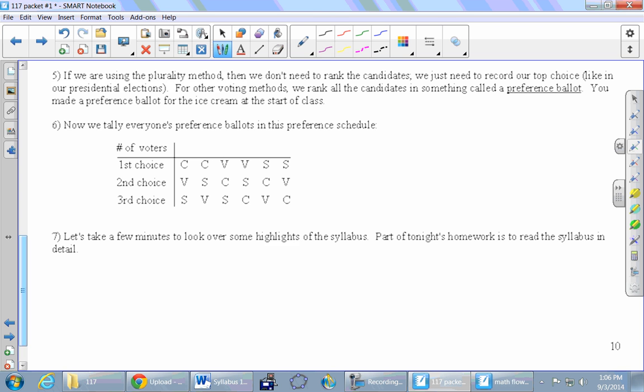So can you circle one of these columns that represents you? Each of you belongs in one and only one of those columns. So find your first choice in the top row, second choice in the second row, and third choice. Everybody find themselves somewhere.